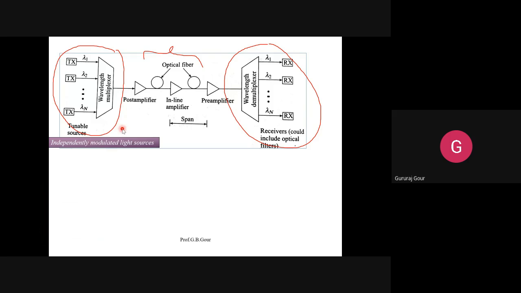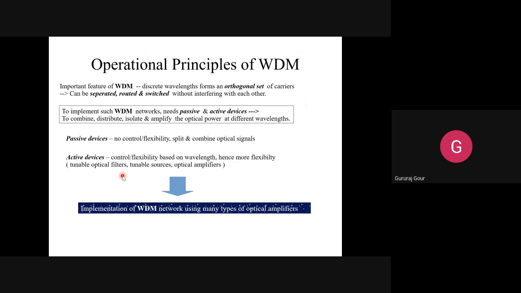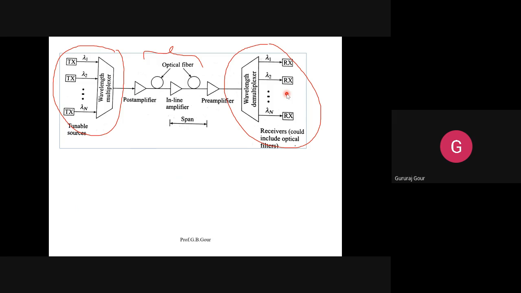So on the transmitter side, we have the independently modulated light sources. You can see here independently. That's how we have seen there. Discrete wavelengths form an orthogonal set of carriers. That's what I explained, that you can include here as a part of explanation.